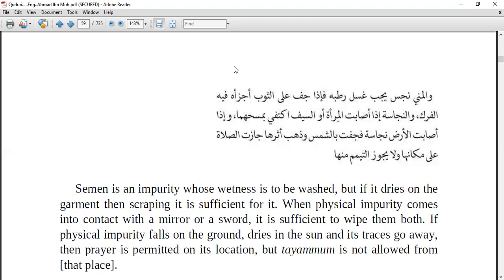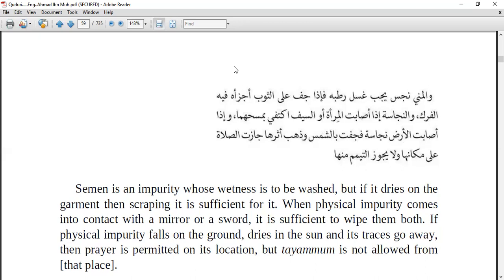So, for example, if it's marble, its surface is the same as that of a sword or a glass. Then wiping it off from marble could also purify it.